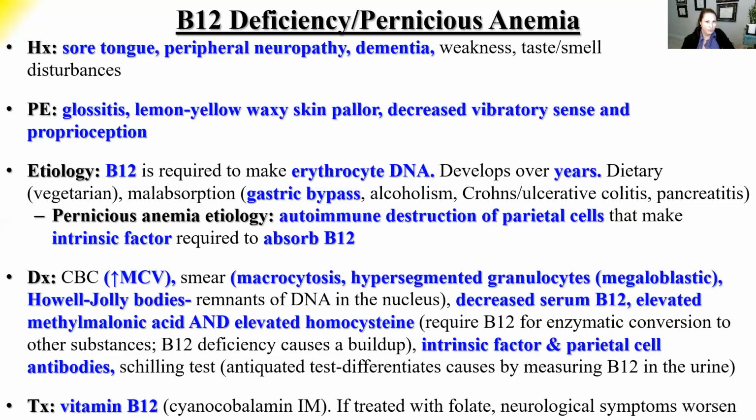If you treat this with folate, the neurological symptoms will worsen. And that's an important point. If you're like, well, folate is much more common, why not just treat it with folate and see if they get better? Their neurological dysfunction will worsen. And that may be a little key in the board question or the exam question that they tell you somebody mistakenly treated this with folate and their symptoms got worse. So that's B12. Make sure you know that one. That's really highly tested.